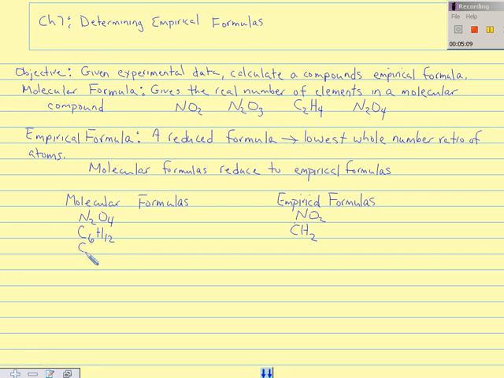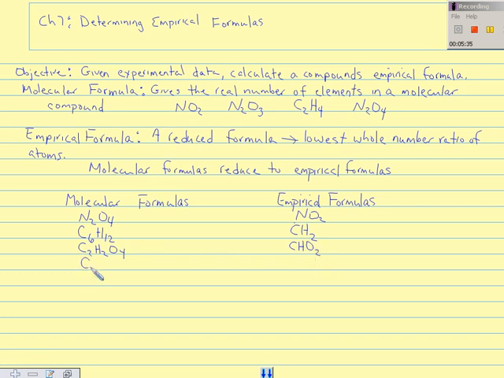Let's say we had C2H2O4. We could divide each of these by 2. So our empirical formula would be CHO2.